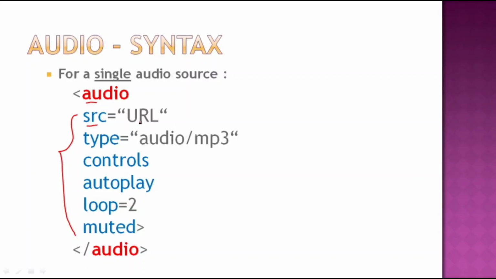SRC has the value of URL which specifies the exact location where the file is located. Type specifies the type of file. Now in this case it is an audio file and with the type or the format as MP3. The next attribute is controls. When we specify controls, we can see options like play, pause and volume control.